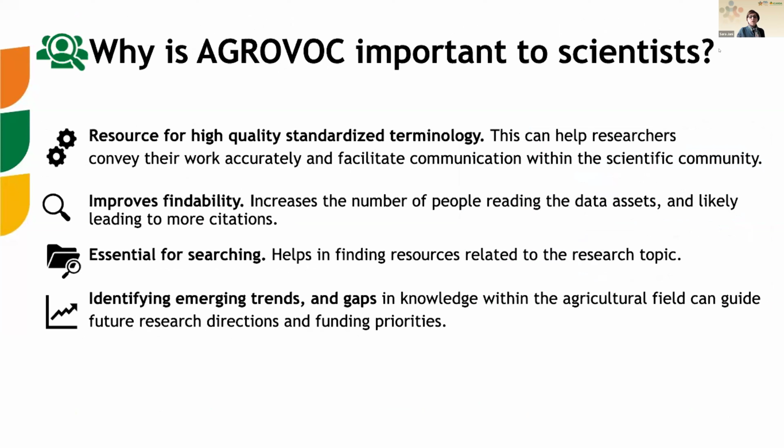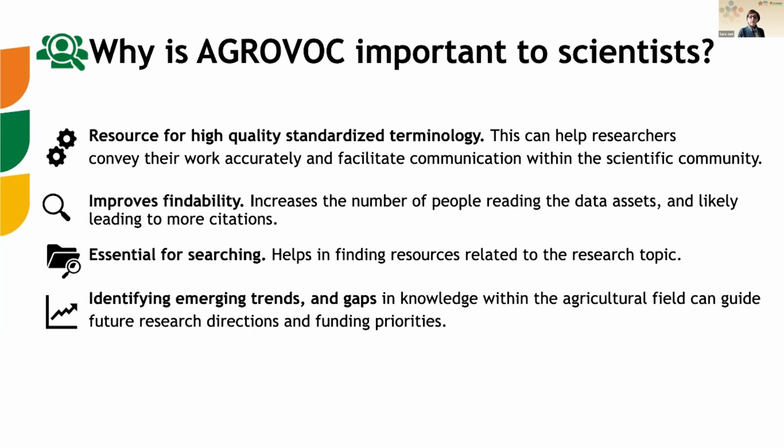This slide includes key points on why Agrovoc is important to scientists. Agrovoc is a resource for high-quality standardized terminology. This can help researchers convey their work accurately and facilitate communications within the scientific community. The use of keywords indexed with Agrovoc improves findability. This can increase the number of people reading the data assets and is likely to lead to more citations.